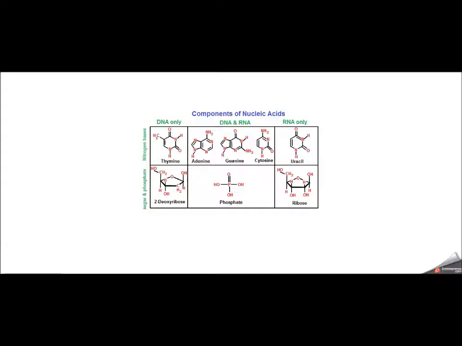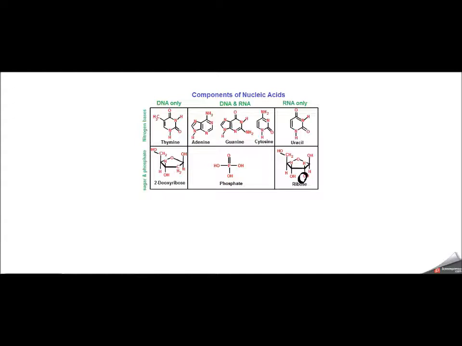Both of them have the same phosphate group, and DNA has a deoxyribose sugar, while RNA has a ribose sugar. The sugar in DNA is called deoxyribose because it is missing an oxygen that a ribose molecule would have. Out of these 5 nitrogen bases that you see here in this table, 2 of them are purines and the other 3 are pyrimidines. The 2 with 2 carbon rings, adenine and guanine, are considered purines, while the ones with only 1 carbon ring are considered to be pyrimidines.